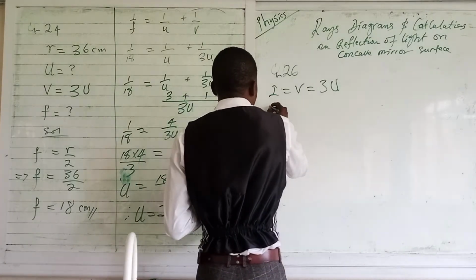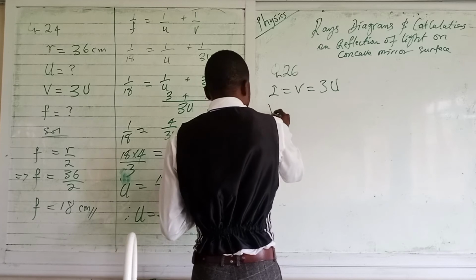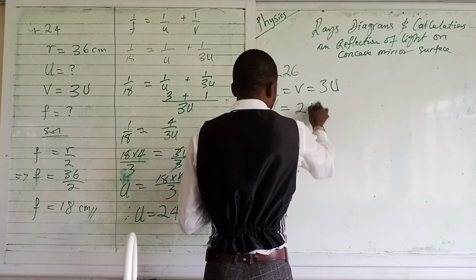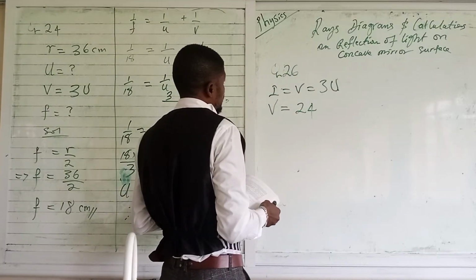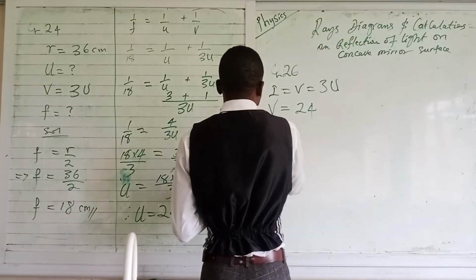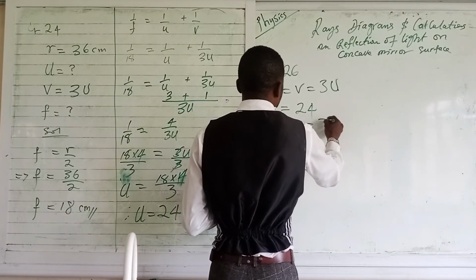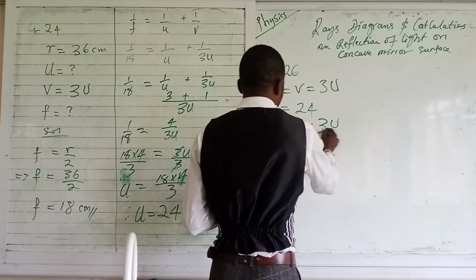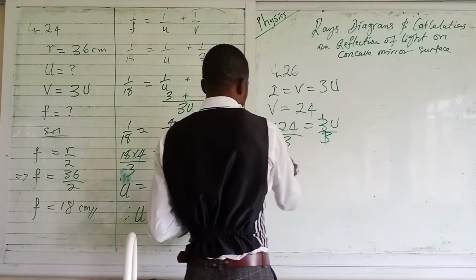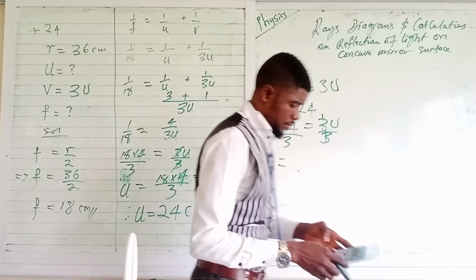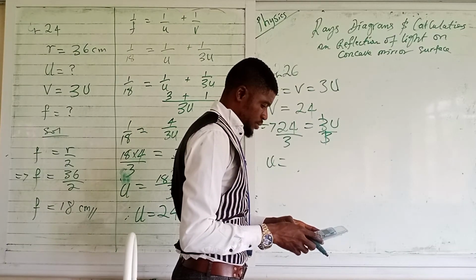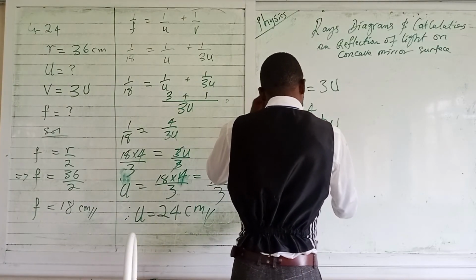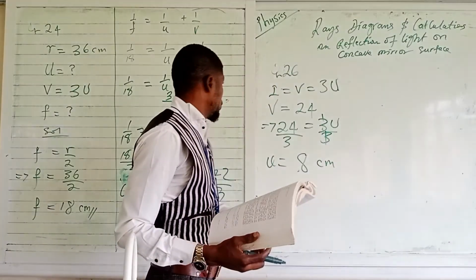So our V is also given to be 24. So from here it implies that 24 is equal to 3U. Am I correct? So we divide both sides by 3, and then your U is 24 by 3. That is 8. Our U is 8 cm. But that is not what they are asking us to do.